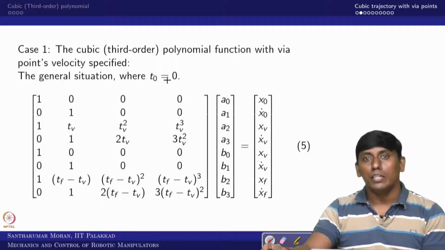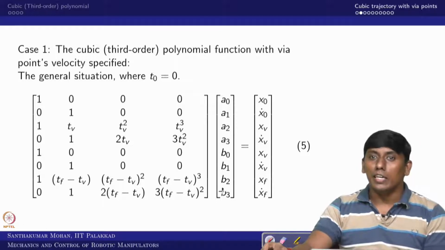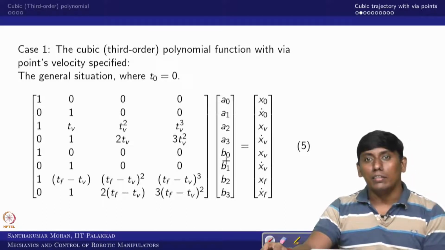However, we assume that T naught is 0. So in that case, the equations will give 8 equations. I assume that the first segment has A naught to A3 as the coefficients. The second segment starts from B naught to B3. So you can see the xv and xv dot. These two are the second segment's initial position and velocity. In the sense, invariantly it is going to give 6 valid equations, but those 6 valid equations we can make into 8 valid equations with 8 unknowns. So in that sense we can calculate this.